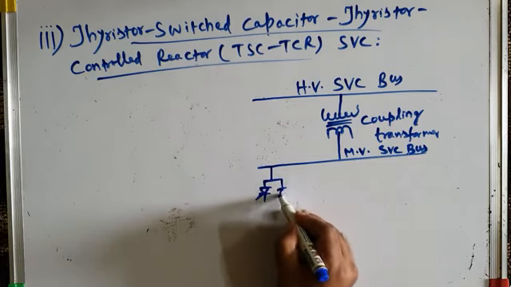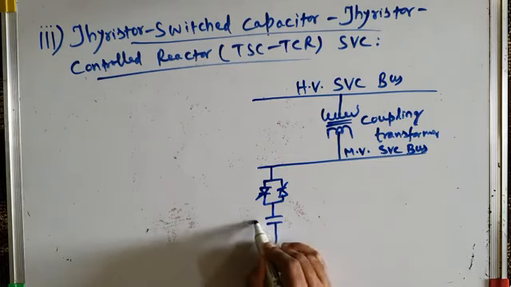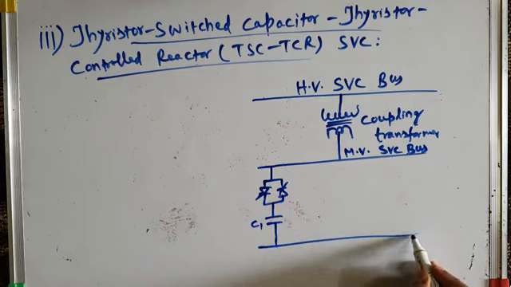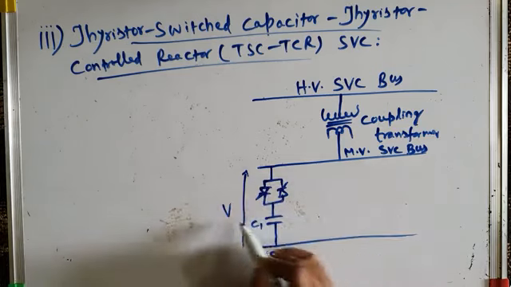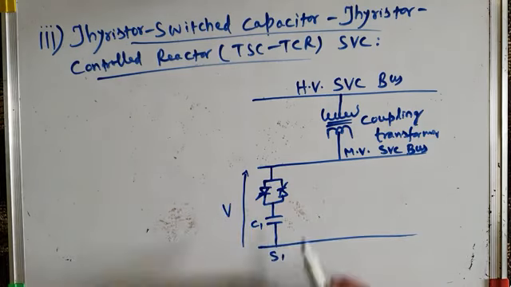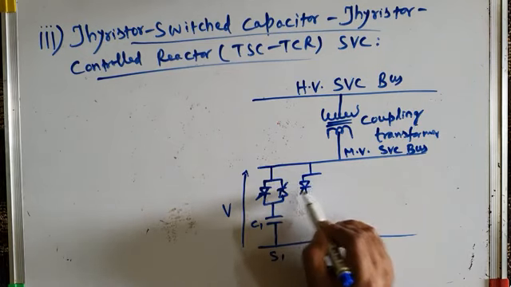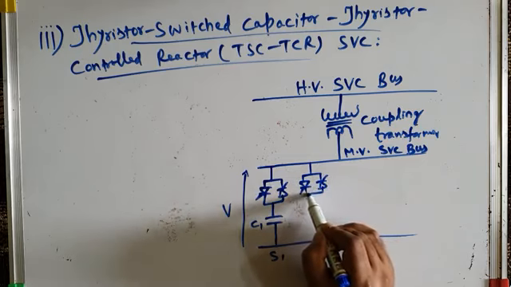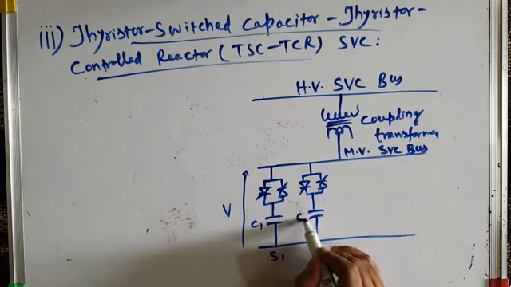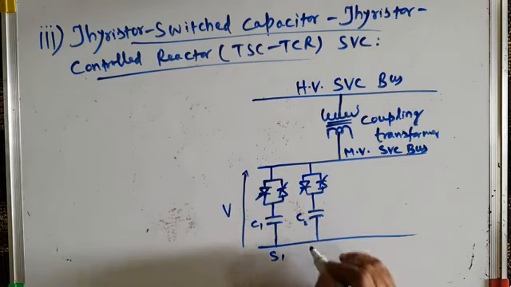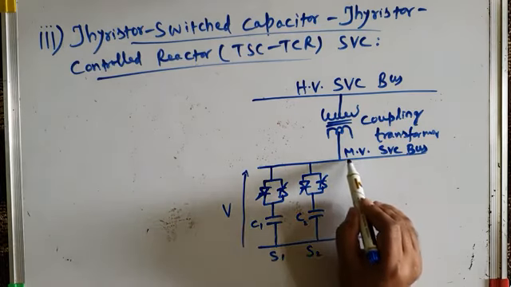First of all, we connect the thyristor switched capacitors. For example, this is capacitor C1 and this is TSC switch S1. The total applied voltage across the TSC branch is V, the RMS value of voltage. And then we may have a number of TSC branches in parallel, as I have already told you while discussing TSC. Instead of having one TSC, we basically put many TSC branches in parallel and control them in a discrete manner. This is the second TSC branch.